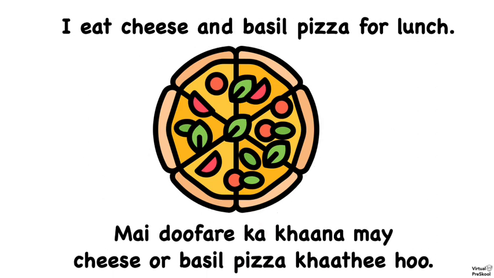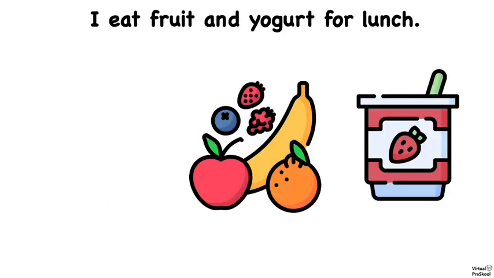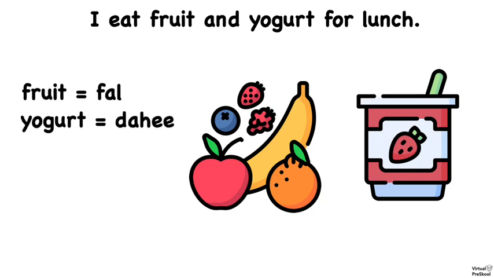मैं दोपहर का खाना में चीज़ और बेसल पिज़्ज़ा खाती हूँ. That's it. All right, let's do this one. But let's replace the English words for fruit and yogurt with the Hindi words. Fruit is phal and yogurt is dahi. And don't forget, the Hindi word for and is or.